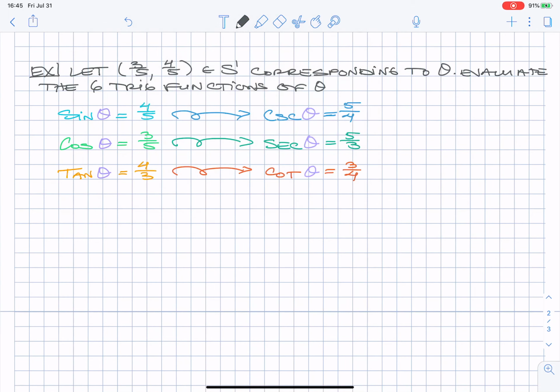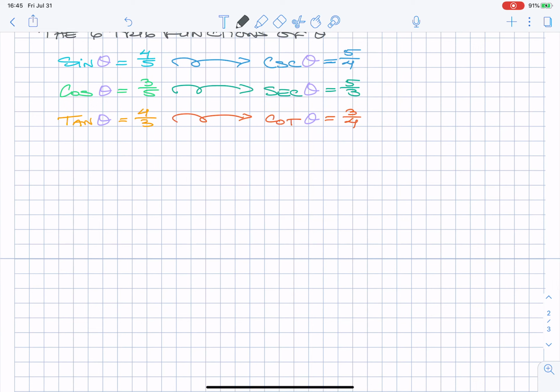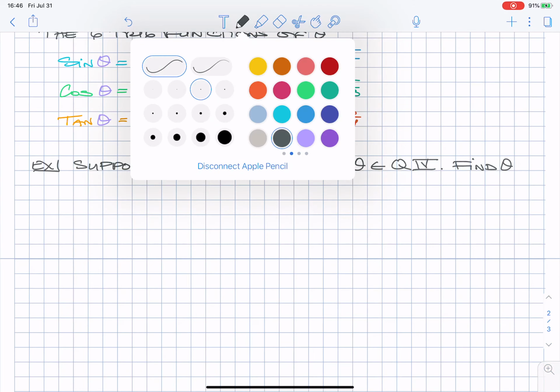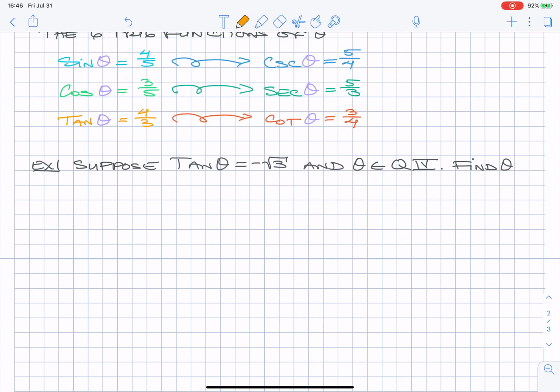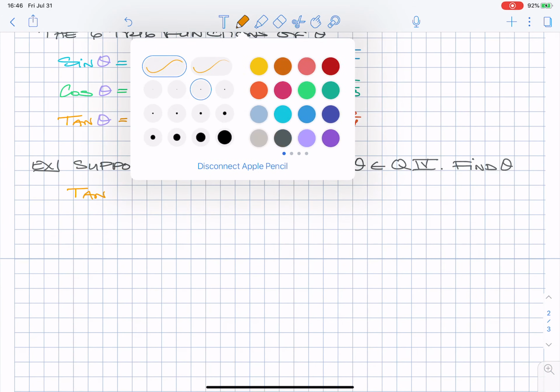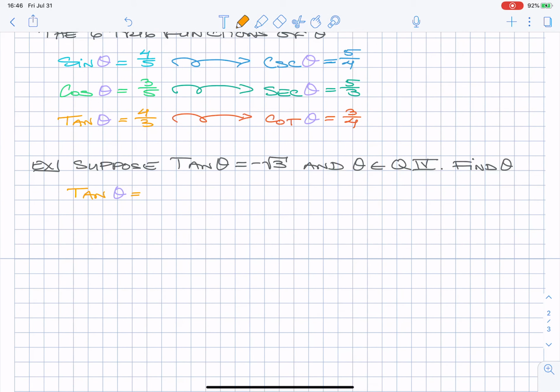Okay, now let's do something a bit different. So, for example, suppose that tangent of theta is negative square root of 3, and theta is in quadrant 4. So find theta. Okay, so I know that tangent of angle theta, well, that's negative root 3.